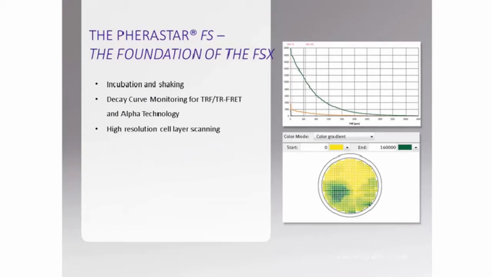To introduce some other standard features of the PHERAstar FS and FSX, we have incubation and shaking. This is important when maybe measuring enzymatics or cell-based assays. And for those looking at cell monolayers, our high-resolution cell layer scanning can also be used, as shown in the bottom right corner, to be able to look at changes in signal across the well. For those working with HTRF or Alpha technology, we also have a unique decay curve monitoring tool which is ideal for troubleshooting assays and optimizing the best signal to blank for these types of assay situations.